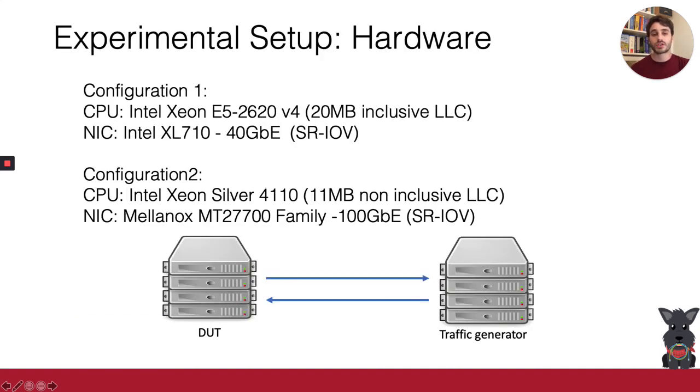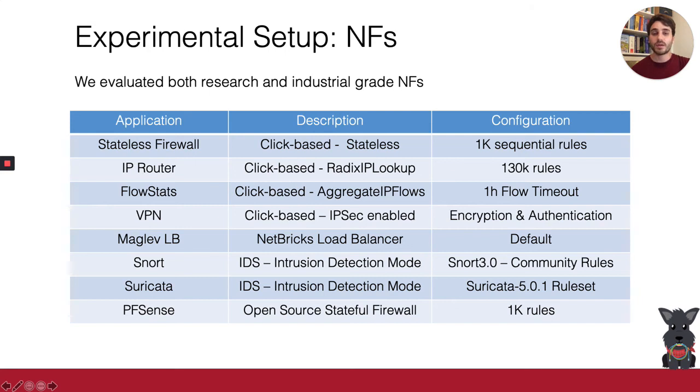In our evaluation, our setup consisted of two directly connected servers, one hosting the NFs and one generating traffic. We experimented with two distinct server configurations, as shown on the slide, and followed all standard NFV deployment assumptions as discussed in our paper and in prior work. We experimented with a broad class of network functions, which consisted of research projects such as Click and NetBricks, and more industry-grade NFs such as Snort or Suricata. In our experiments, target and competing NFs were picked from that list.